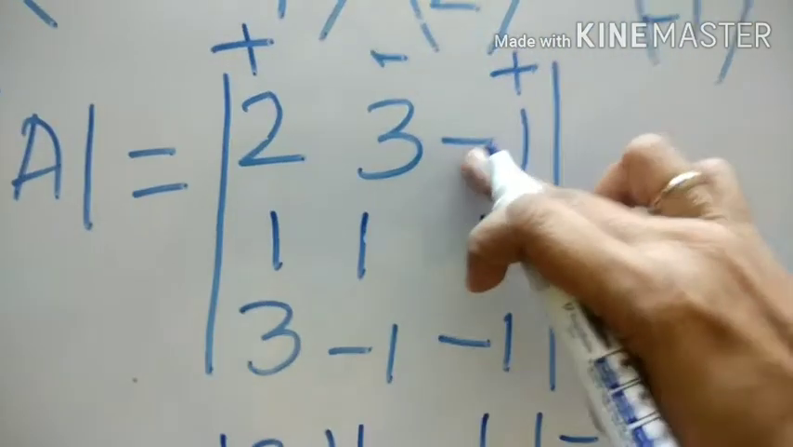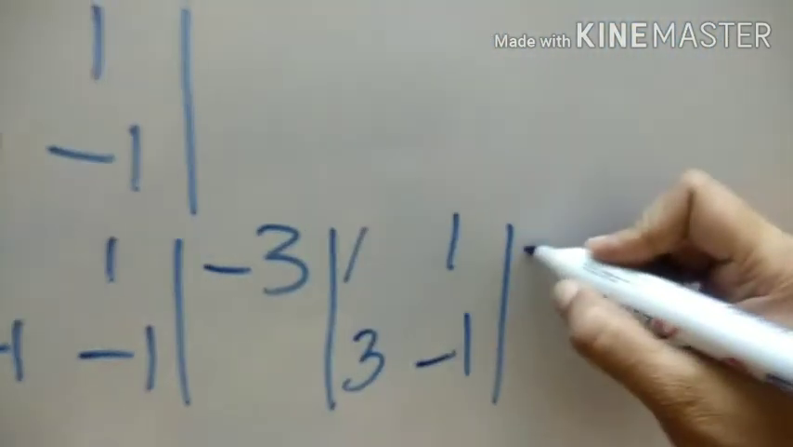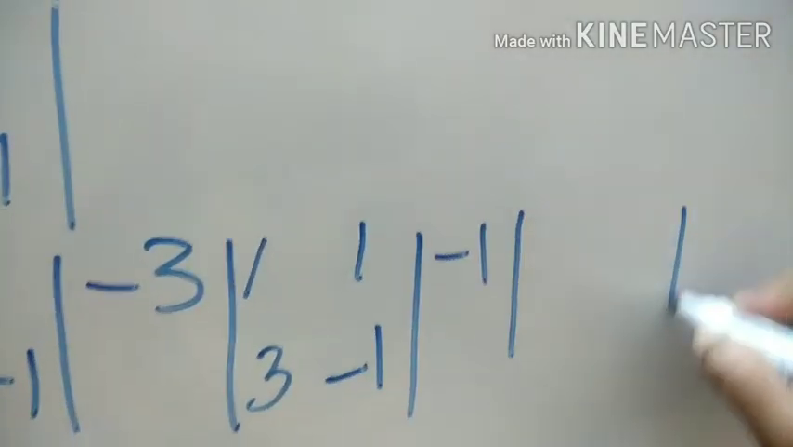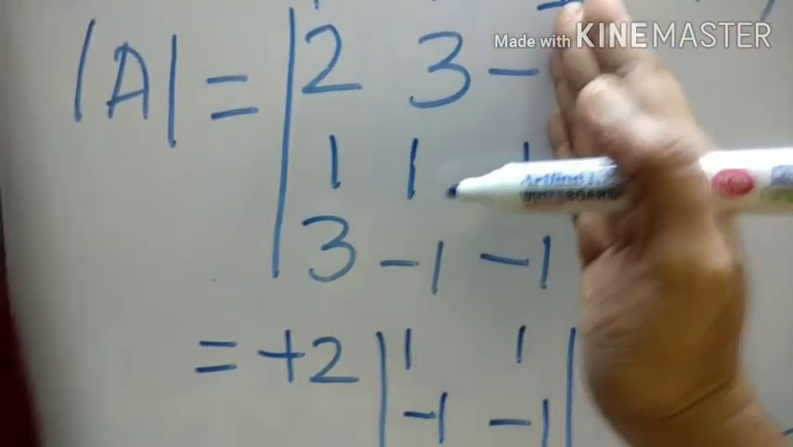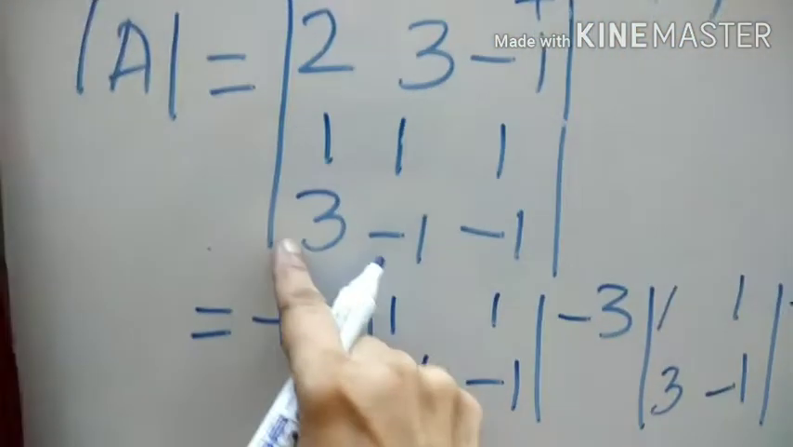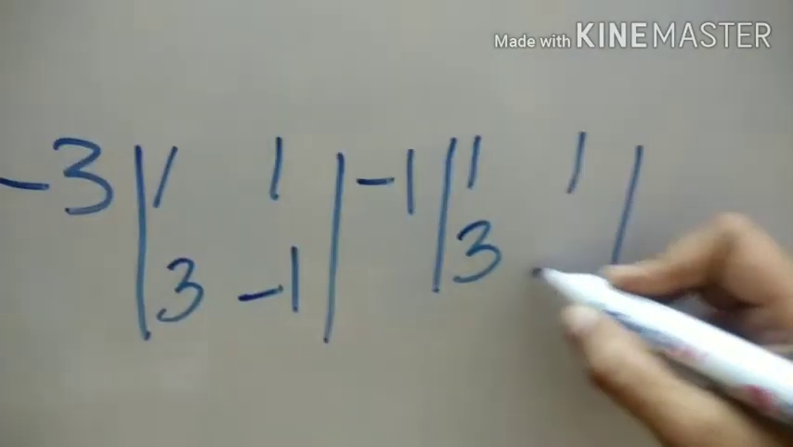The third number is minus 1. Here there is a plus symbol, but plus into minus, I write only what? Minus 1. Minus 1 into. Again hide the row, hide the column. We are left with 1, 1, 3, minus 1.